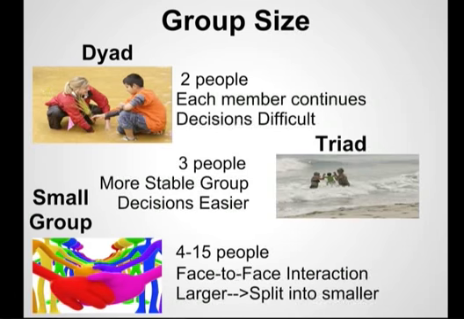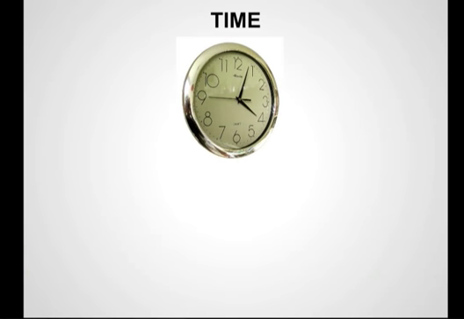And then we have small group. And a small group is anywhere from 4 to 15 people. It must have face-to-face interaction. And if it gets too big, if it gets beyond 15 or so people, generally what happens is that the group that's gone beyond 15 people will then go ahead and divide itself into smaller groups automatically.